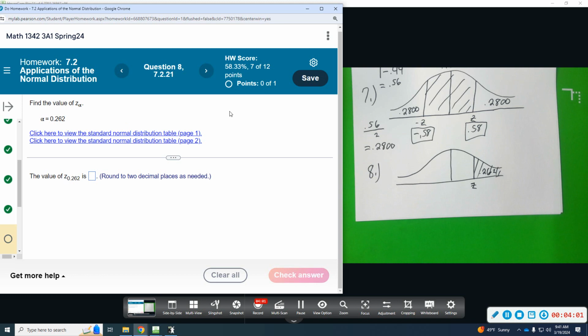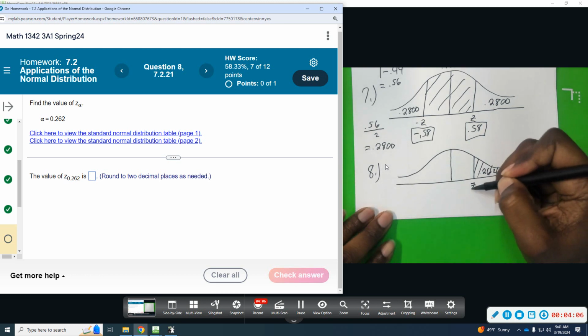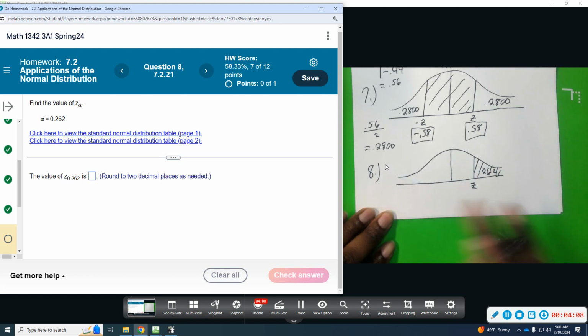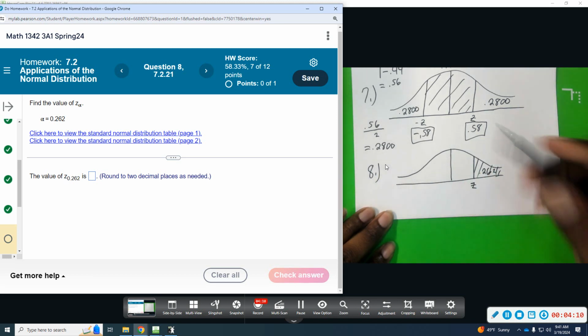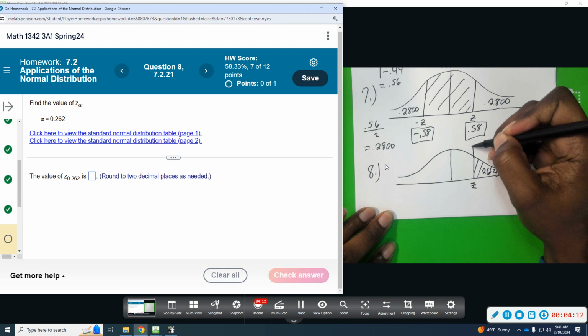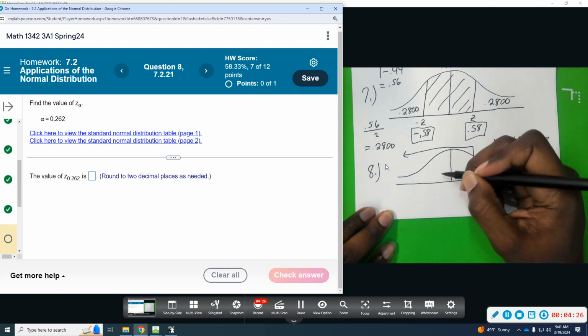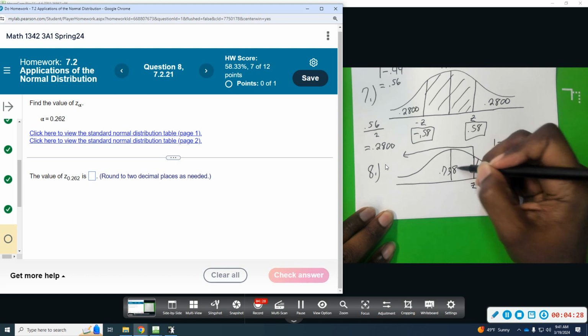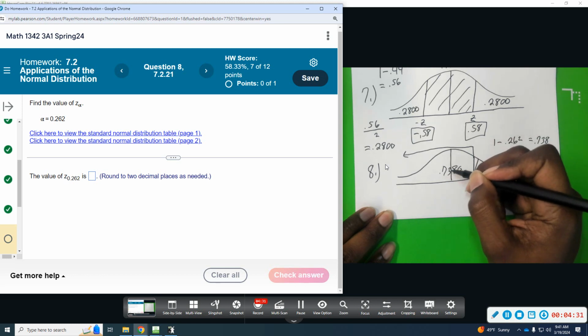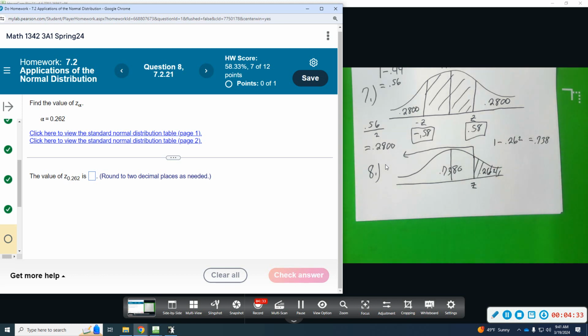Again, you can use the table. Now if you use the table, you want to look at the opposite, the negative value, because the area to the left is going to be equal to that. If you use the positive, you've got to remember it's only telling you the area to the left, so you would need to do 1 minus 0.262. That would give you 0.738, and this is this area. That's what you would look for in the z table, 0.738, if you're using the table.